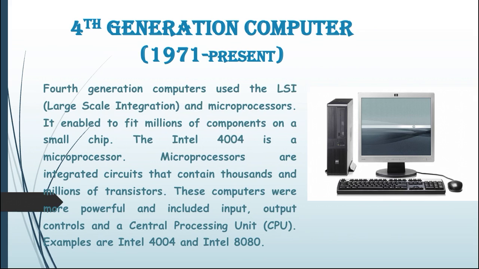For example, the Intel 4004 is a microprocessor. They have chips in them which have memory, which have processors which do work. They're more efficient, they are good in speed. They have a CPU, they have input output controls, they are powerful. First we had one transistor, but this single computer has so many transistors in it. The examples I've given you are Intel 4004 and Intel 8080. These are the technical names of computers and processors.